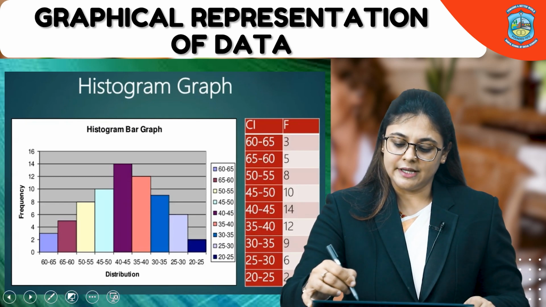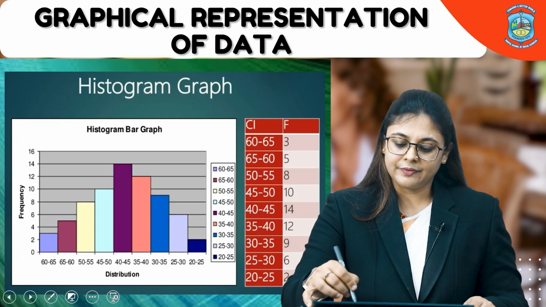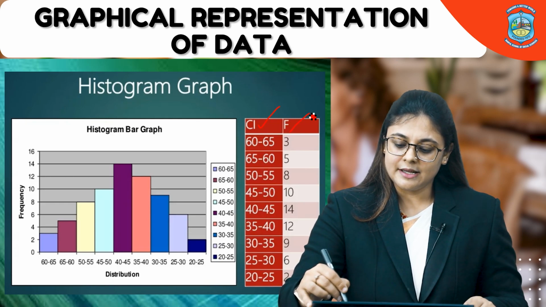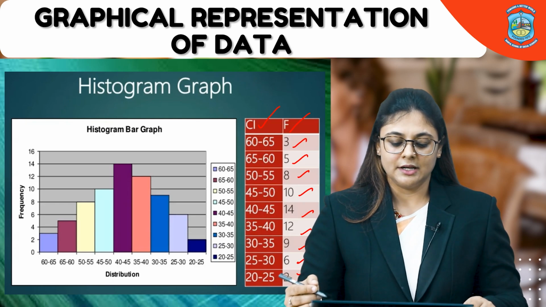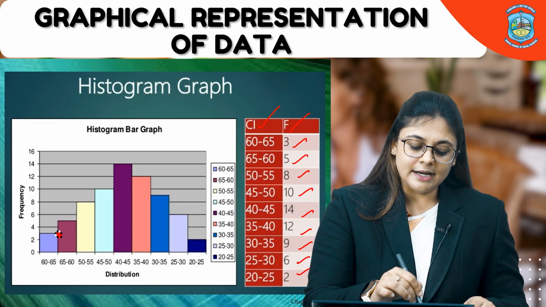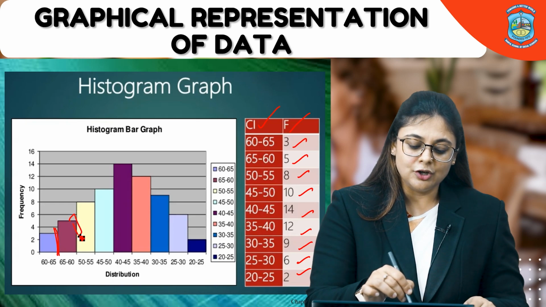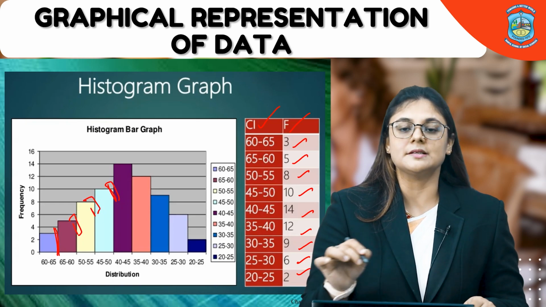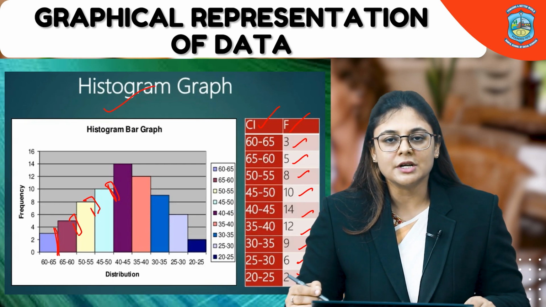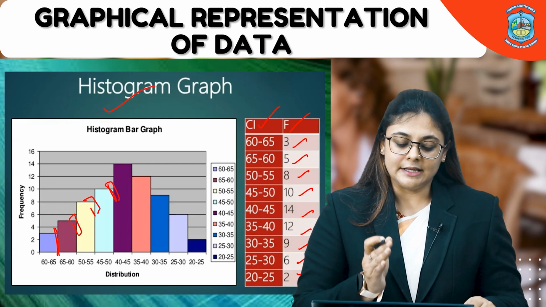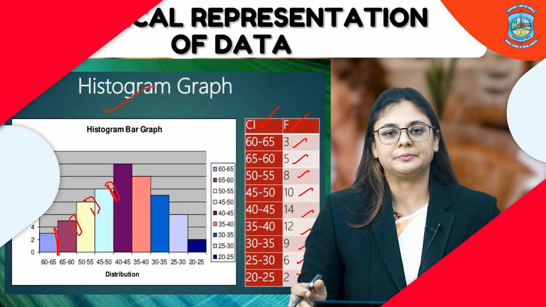So here this is the class interval and this is the corresponding frequency given according to each class interval. Here you see that, unlike the bar graph, there is no gap between the rectangles. Therefore, this particular histogram can be used to display graphically the continuous data.